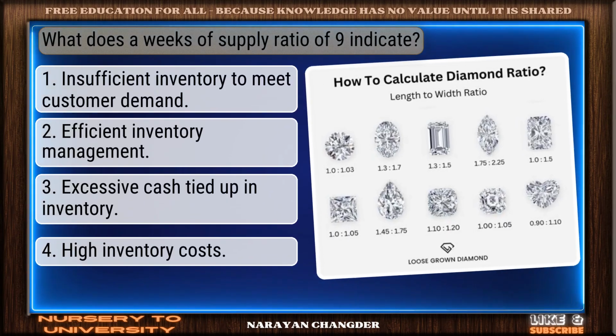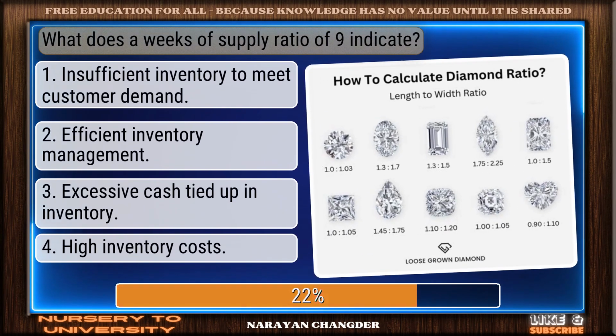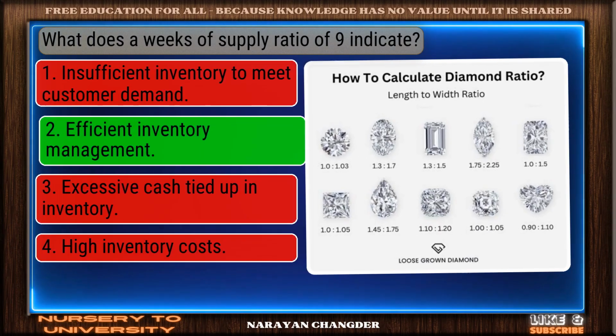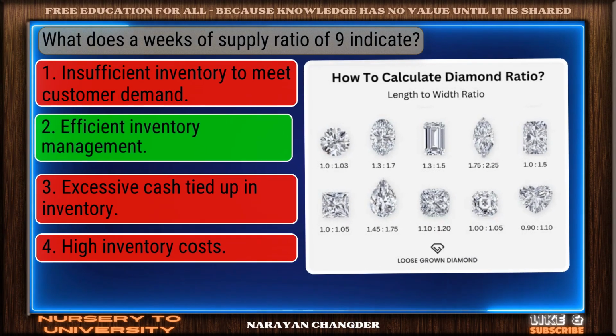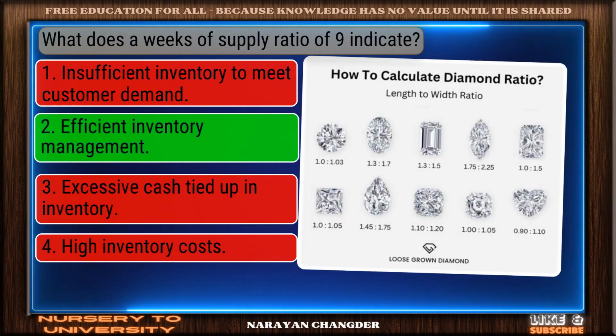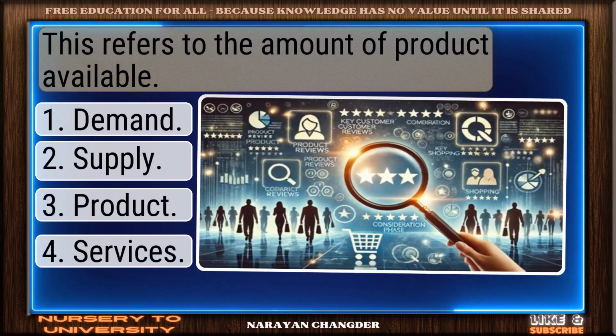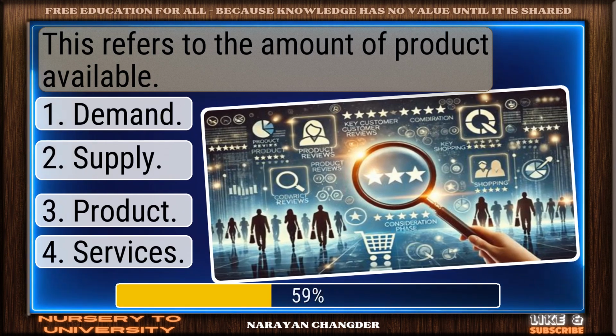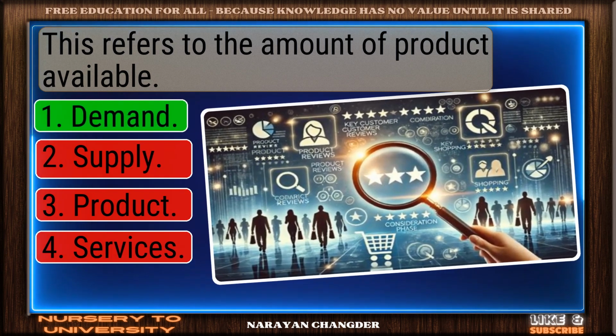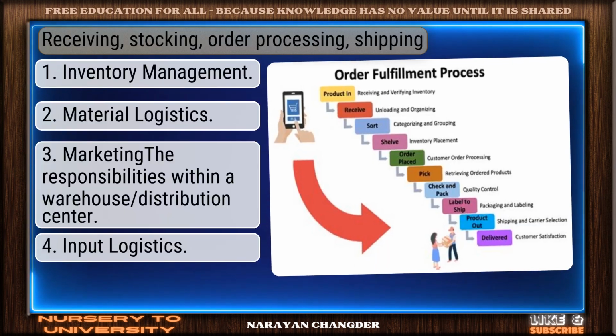What does a weeks of supply ratio of 9 indicate? Correct response. Efficient inventory management is the most accurate answer. This refers to the amount of product available. You chose demand, and it is correct.